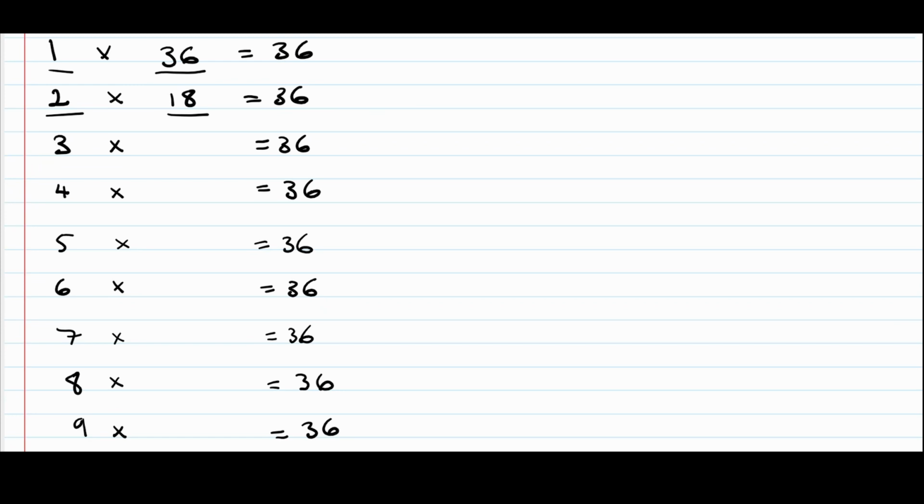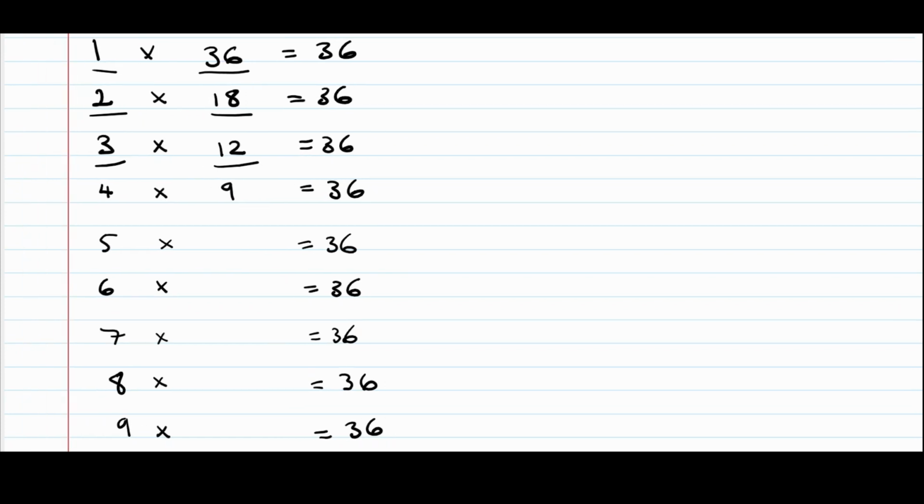Let's move on to 3. 3 times something gives you 36. Well, we know from the times table, 3 times 12 gives you 36. And that is another factor pair discovered. Let's try the 4. 4 times something gives you 36. Again, from the 4 times table, we know that 4 times 9 gives you 36. That's another factor pair discovered.